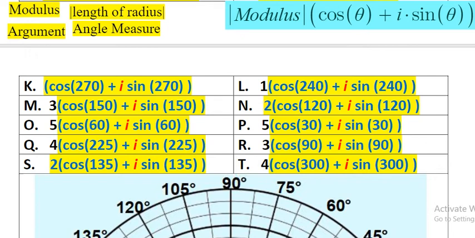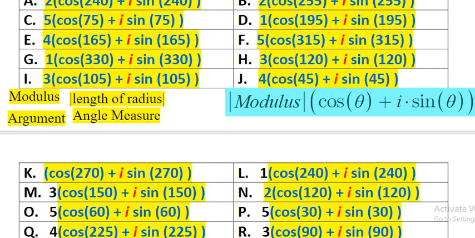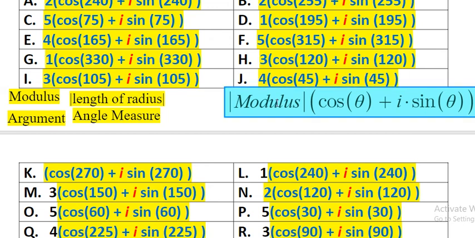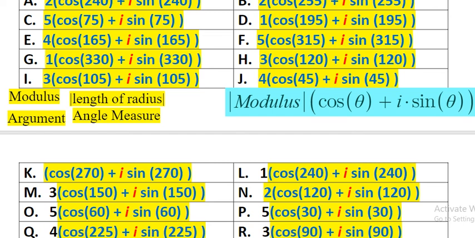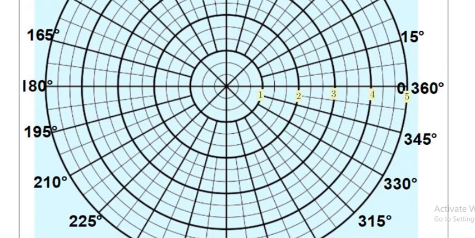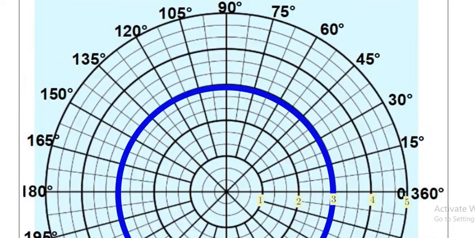So if we go up, we'll look at, let's say, letter H. Now, the number in front, our modulus, is 3. So I'm going to go up to my circle. I'm going to go over to 3. So I know that I'm on this circle because my radius is 3. So I'm going from the center and I'm going out 3. So that's kind of like what we think of as the x coordinate.